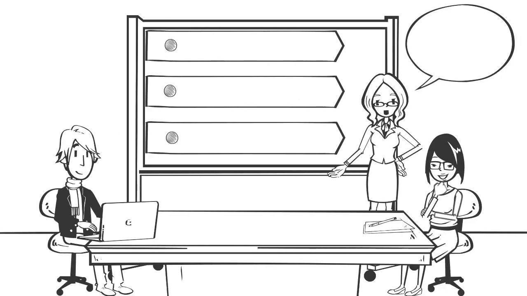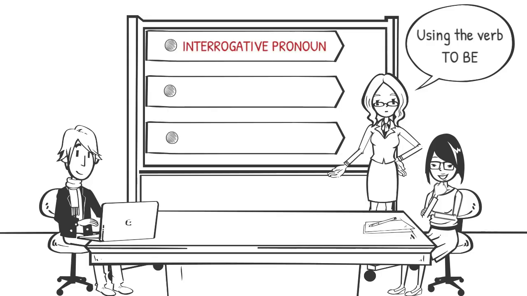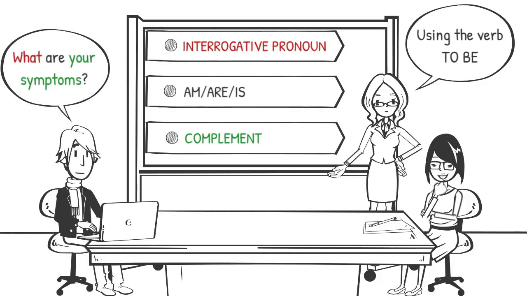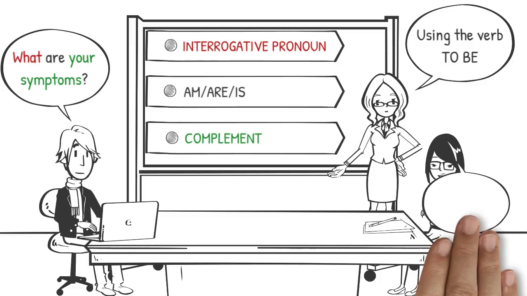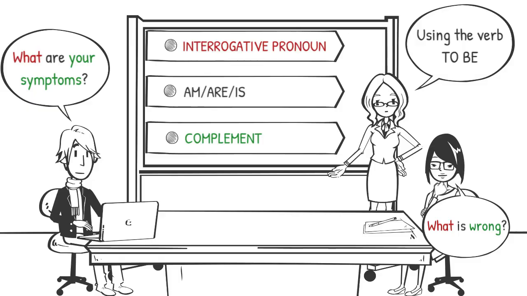Finally, using the verb to be is the easiest way to form an open question. You just need an interrogative pronoun, the verb am, are, or is, and a complement. This can be a noun, like what are your symptoms? But it can also be an adjective, like what is wrong? Or even a subject and a verb, such as where is he going?